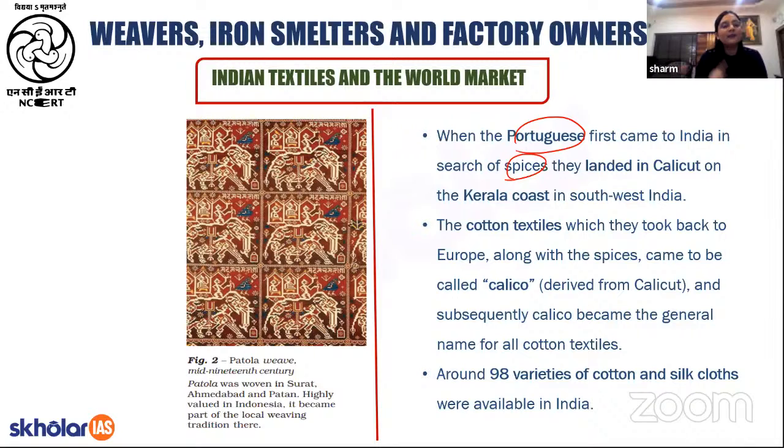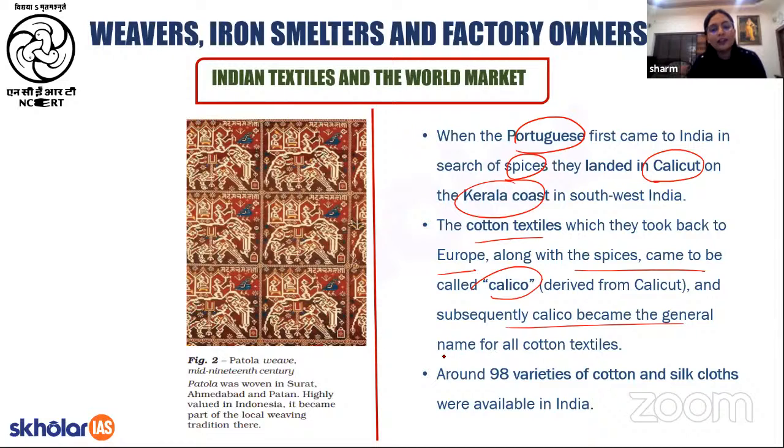Among them, the Portuguese were the first ones who had landed in Calicut, which lies on the west coast of Kerala. Apart from the spices, students, the cotton textiles which they took back to Europe along with the spices came to be known as calico, and subsequently calico became the general name for all cotton textiles.